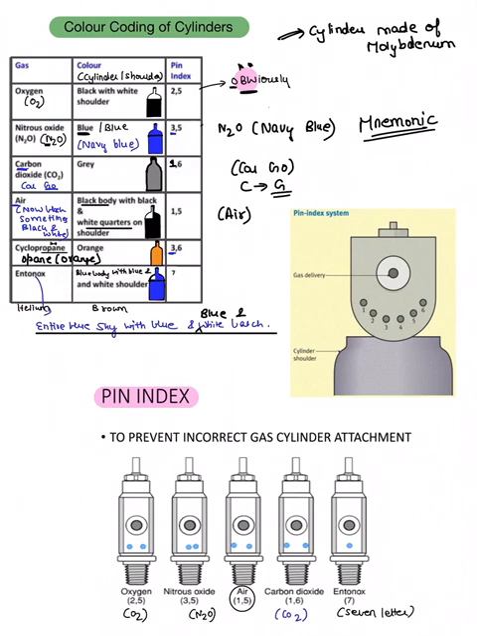Now think about carbon dioxide. C can be made into G, that is gray. Nitrous oxide, navy blue.